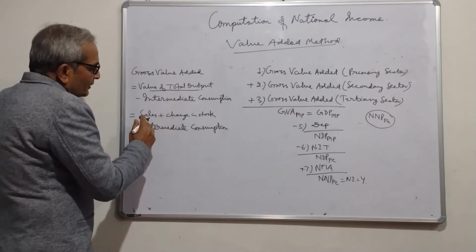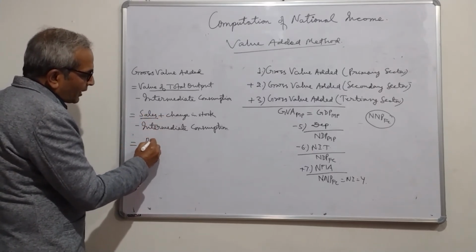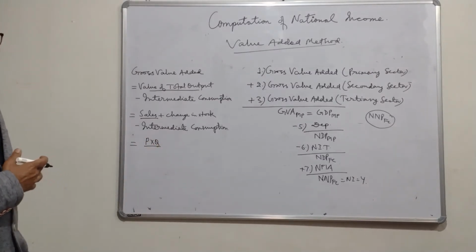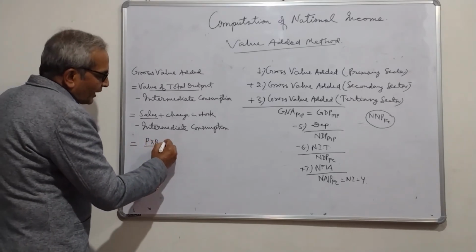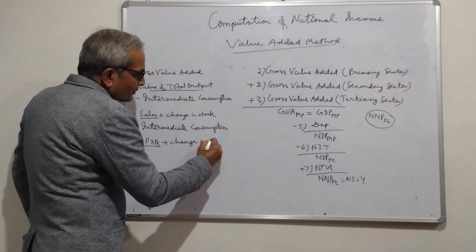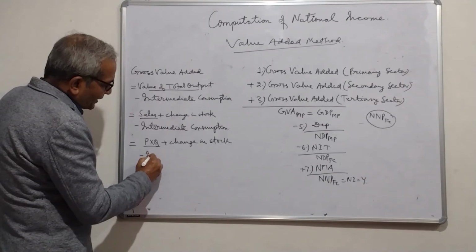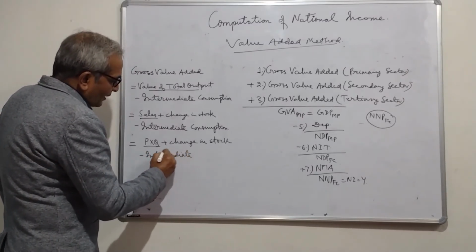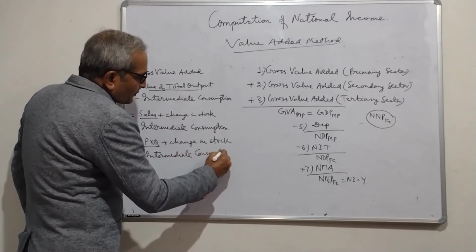If sales is not given, then instead of sales, we have price into quantity. When we multiply price and quantity, we get sales. And then we have change in stock, which is closing stock minus opening stock, and then we subtract intermediate consumption from it.